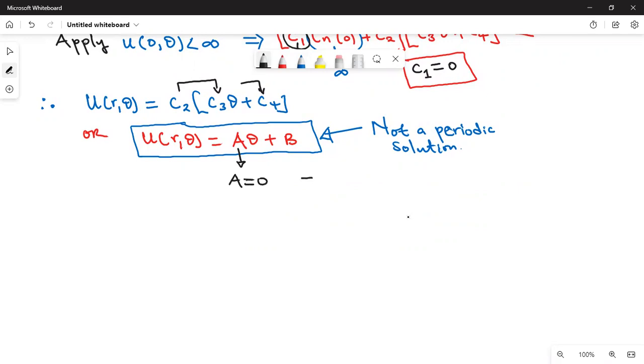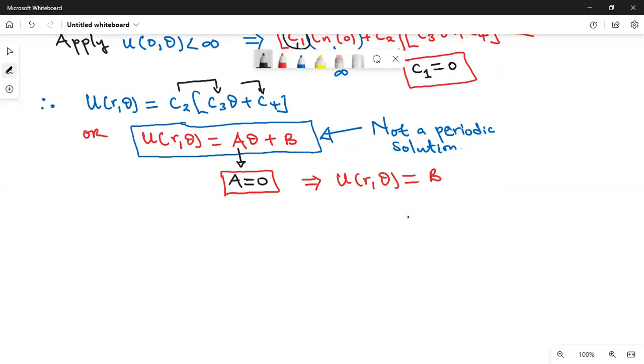So that will give us, therefore, that u, let me use another color. I don't need to write so many things because that will take a lot of our time. So we have just explained here that if you want your solution to be periodic with period 2 pi, then A must be equal to 0. So this means that our solution, which is u of r, theta, is now equal to a constant B.